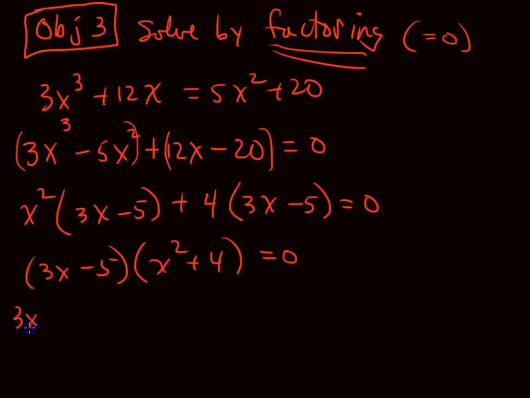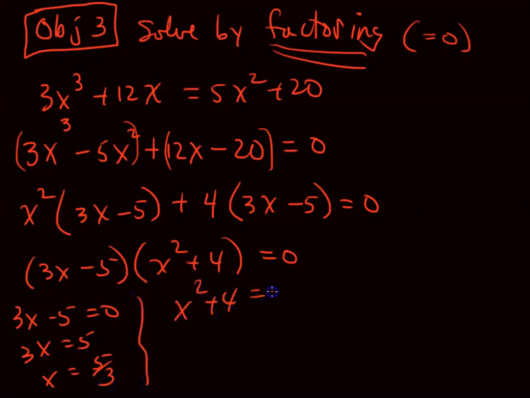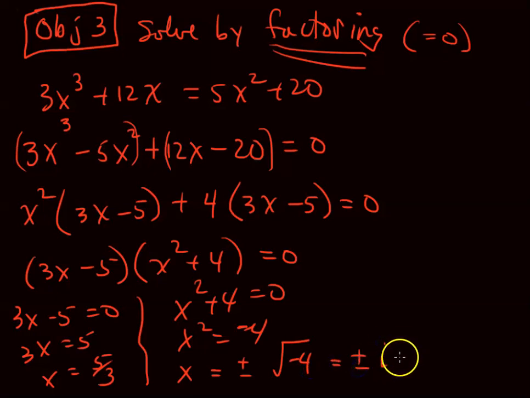So 3x minus 5 equals 0. 3x equals 5. x equals 5/3. x squared plus 4 equals 0. x squared equals negative 4. That's a negative. x equals plus or minus the square root of negative 4, which is plus or minus, pull out your i, and the square root of 4 is 2, so it's plus or minus 2i.